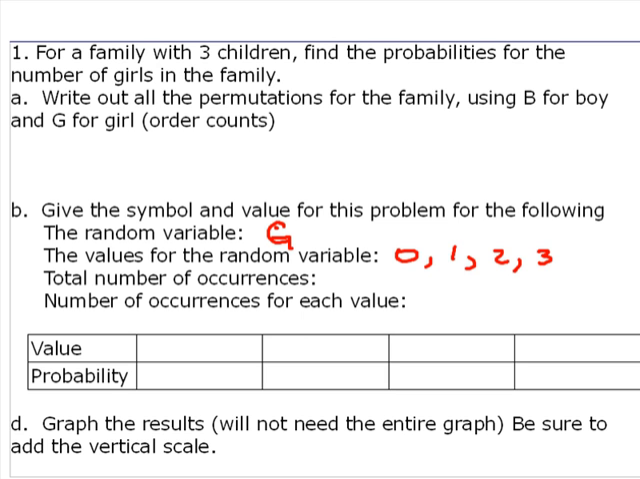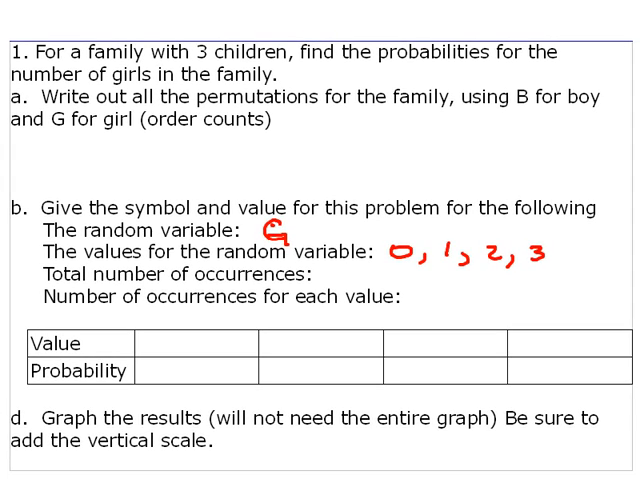What are the total number of occurrences? Well, that goes back to here. What are the permutations for a family? You've got 2 possibilities, and you have 3 slots. Because you've got 3 children, that's 2 to the 3rd, there's going to be 8. If you remember that from chapter 4. But now just write them down. You'll need to know them. And it works if you just do something systematic.